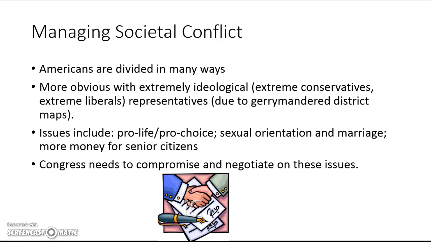Also, representatives are becoming more and more ideological. So it's not just the American public, but it's also the representatives and congressmen and senators, where we have extreme conservatives and extreme liberals, due in part, especially in the House, to districts that are drawn so that they are safe. They know that they'll be reelected. So they can be extreme to the max, and those people in that district are going to support them because those people in the district also share those beliefs. All right, that takes us through managing societal conflict, and we are done.